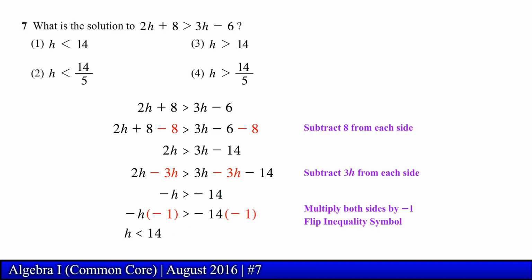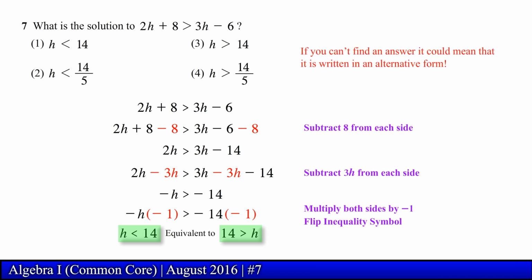We can also write this answer as 14 is greater than h. Both expressions are equivalent. The option choices could have either of these two equivalent forms as an answer. So if you can't find an answer, it could mean that it is written in an alternative form, with the value written first, followed by the variable. Typically, the solution to inequalities are written with the variable first, followed by the value. Looking at the options, we see that option 1 is the solution.